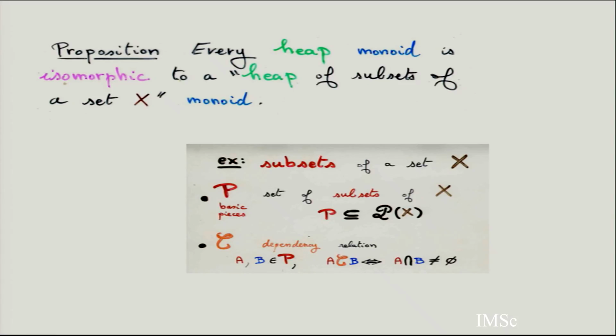Okay, I will stop with this proposition. And I give you as an exercise, I will give you a solution next time: any heaps monoid is isomorphic to a heap of subsets of a set X. Take any set, the heaps of subsets, where the dependency relation is when two subsets intersect. Any heap can be viewed as a heap of subsets. I leave you this exercise, and we will finish. Okay, thank you.